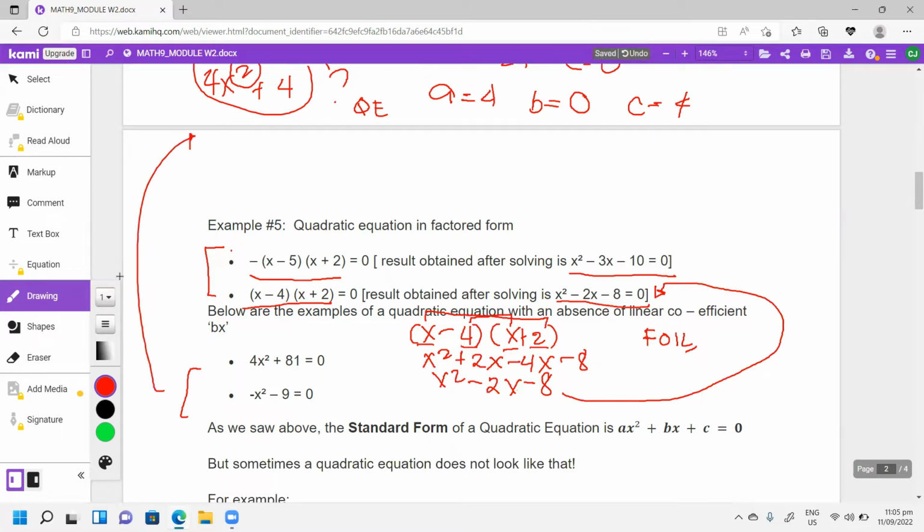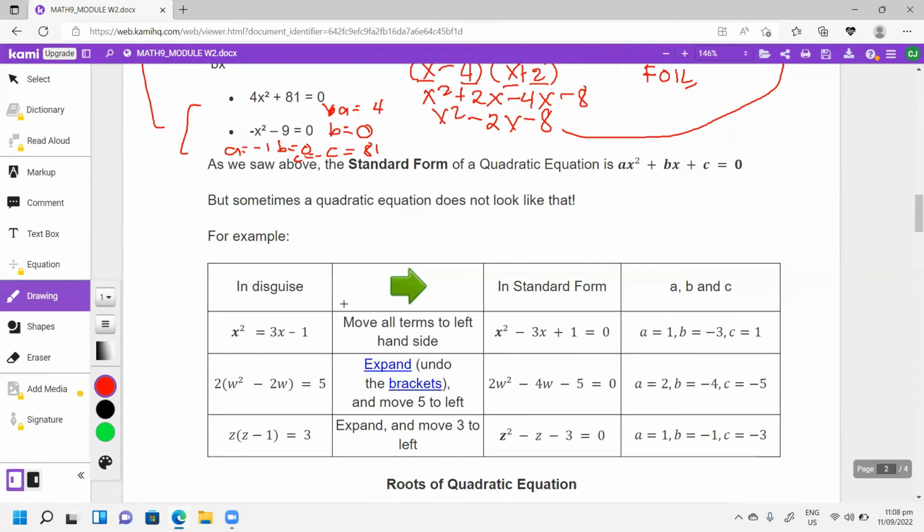Okay. So here, our A is 4, our B, diba? We cannot see here a linear term, so we will just write B as 0, and our C is 81. For this one, our A is negative 1, our B is 0, and our C is negative 9.